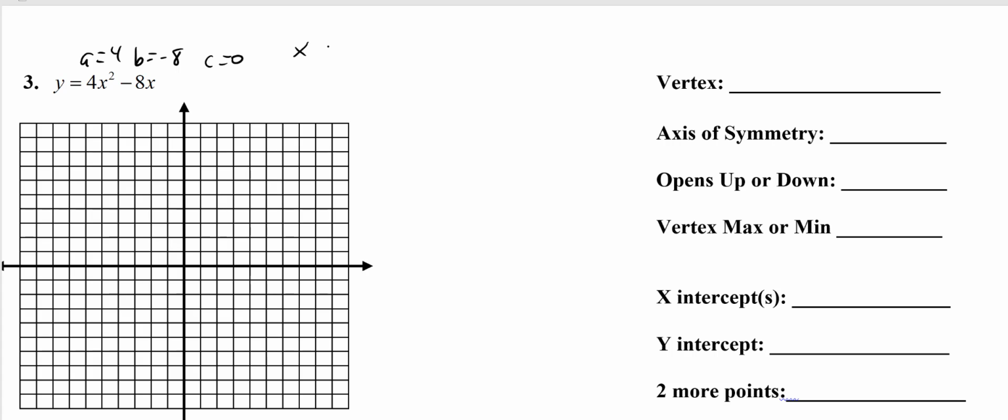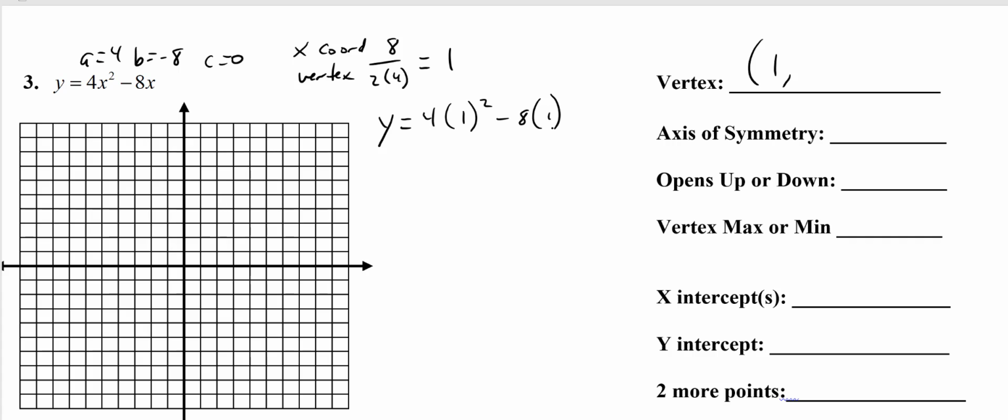So we're going to again do the x coordinate of the vertex, and it's opposite of B, so positive 8 over 2 times 4. And that's going to give us 8 over 8, which is 1. So I know it's 1 comma something, and we plug it into the original problem. So y is equal to, again, use parentheses, 4 times 1 squared minus 8 times 1. So it's going to be 4 minus 8, which is negative 4. So that's your coordinate: 1, negative 4.